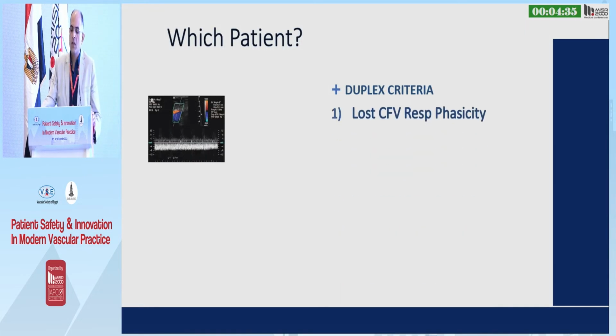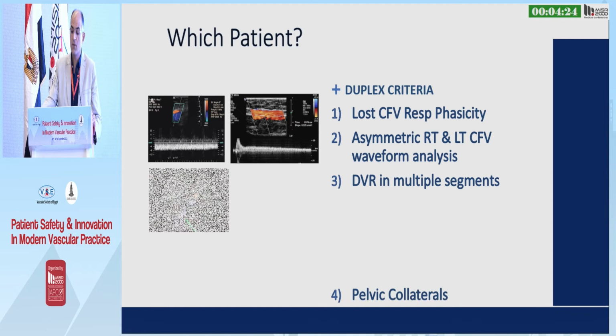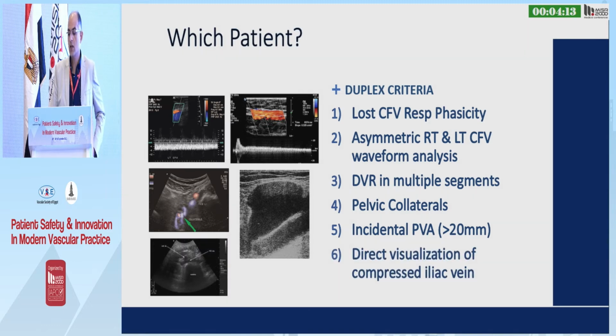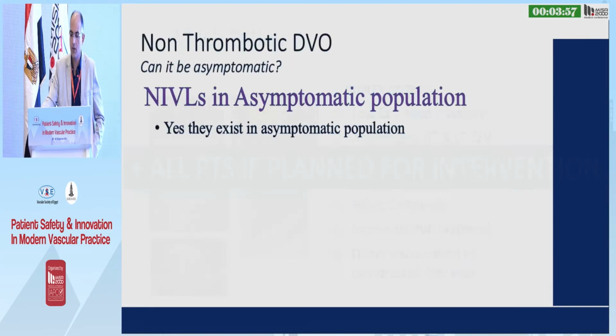So what about the duplex criteria? As described: lost common femoral vein respiratory phasicity, asymmetric waveforms, deep venous reflux in all popliteal and femoral vein segments, presence of pelvic collaterals. Sometimes you can see a popliteal venous aneurysm, and we published a correlation between the presence of popliteal venous aneurysm and iliac vein compression. And sometimes you can see the iliac vein compression with direct visualization, but as we said, it needs a very experienced operator to be able to see it. And of course, any post-thrombotic patient deserves to be investigated for the deep veins.